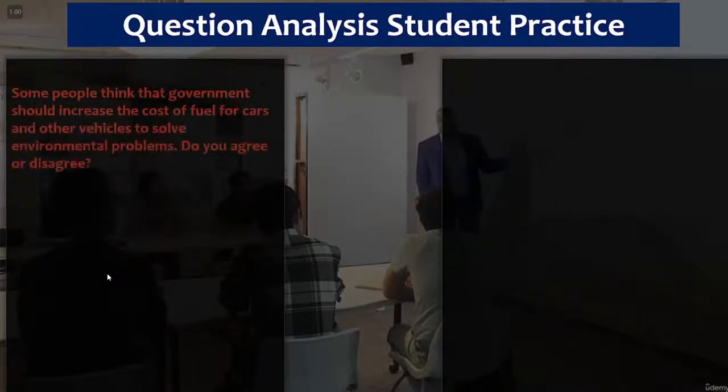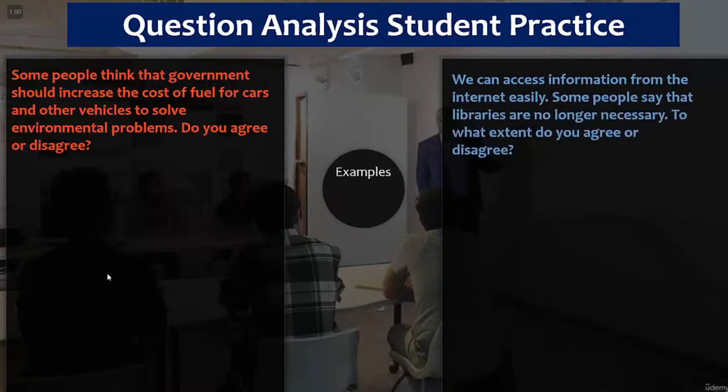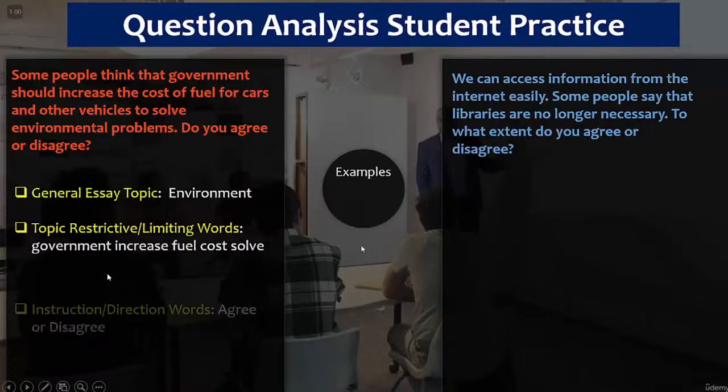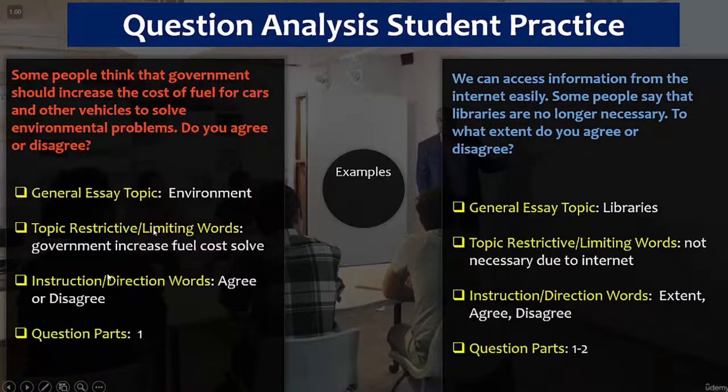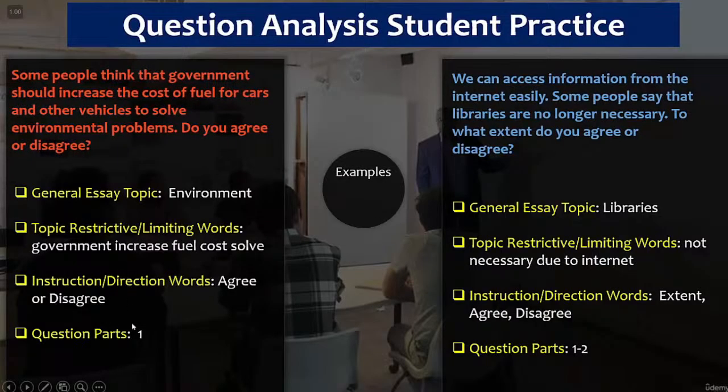Okay, so let's look at the analysis. For our first question in red, the general essay topic is about the environment. The restrictive or limiting words relates to government increasing fuel costs to solve the problem. Our direction words are agree or disagree, and we have one part. We only have one part because either you agree or disagree, not both. If you agree, your entire essay is about why you agree. If you disagree, your entire essay is about why you disagree.